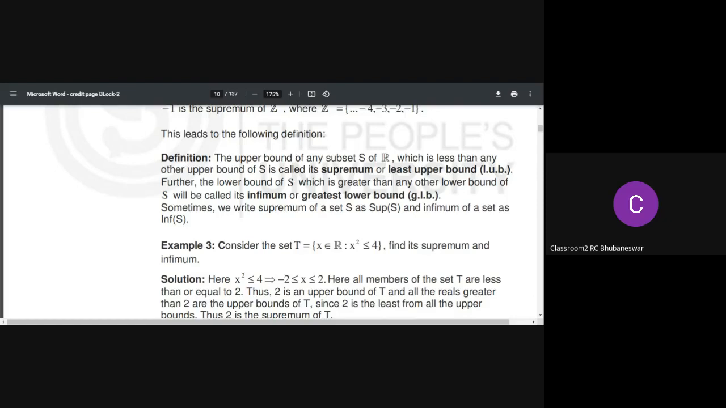In other words, if a particular subset has the upper bound property, then there can be more than one upper bound of the same subset, but we have to choose the least among all the upper bounds, and that particular value will be known as the supremum. It is represented by supremum of S, and the value will be represented like that.